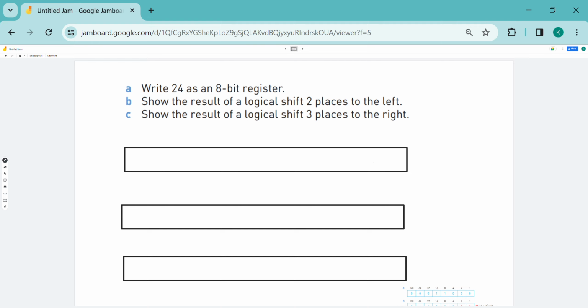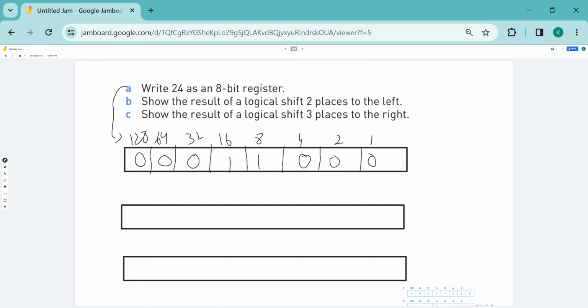In part A, what are we going to do? We are just going to simply write this number in the form of an 8-bit register: 1, 2, 3, 4, 5, 6, 7, and 8. So 1, 2, 4, 8, 16, 32, 64, and 128. Here we are going to make this 24, so 1 and 1. So here you can see this is our number 24.